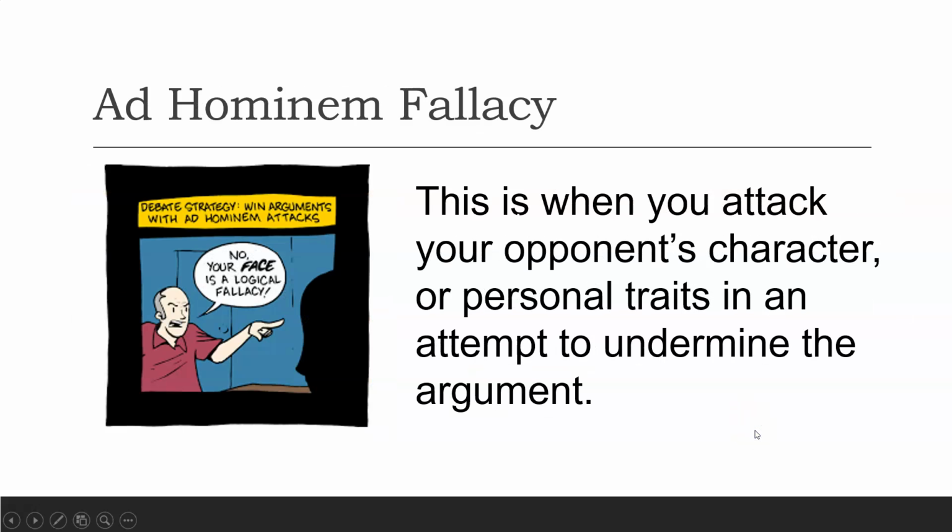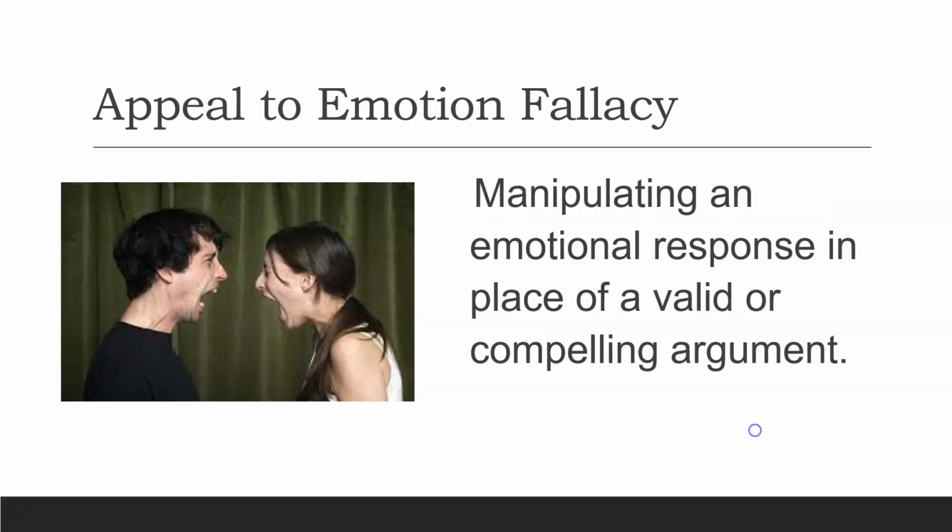The third one, unfortunately, and this can really ruin a conversation quickly, is when somebody engages in an ad hominem fallacy. This is when you attack your opponent's character or their personal traits in an attempt to undermine the argument. It's very disrespectful. It causes a whole lot of unpleasantness. This has to be stopped from the beginning. If a student is using ad hominem attacks, ad hominem fallacies, they have to be stopped.